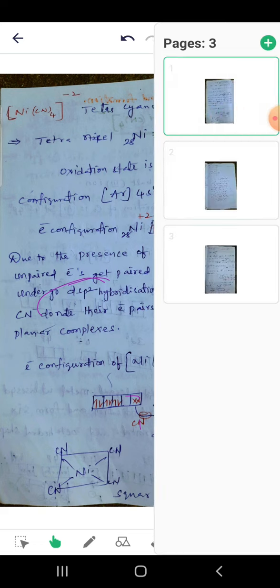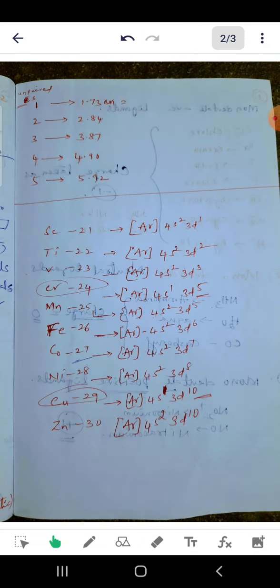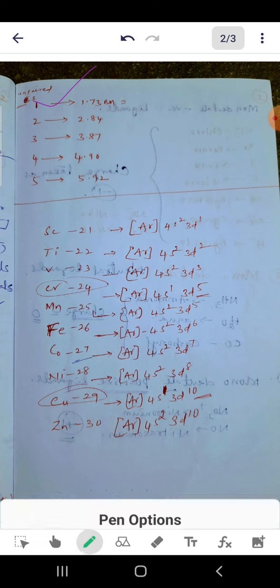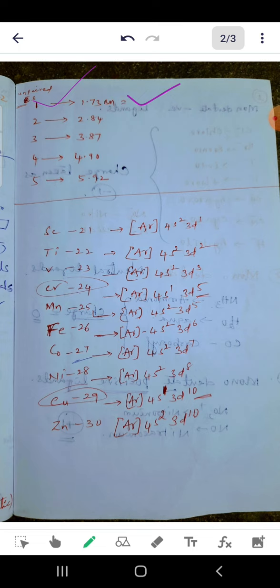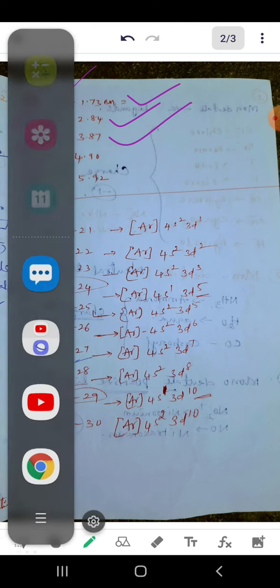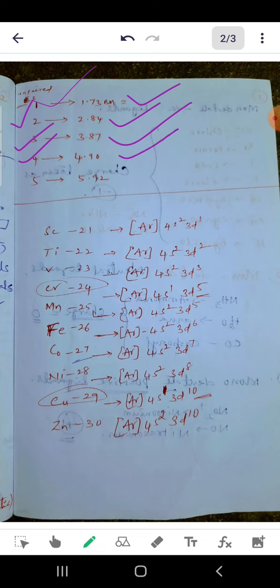Just observe this table. For example, with 1 unpaired electron the magnetic moment is 1.73; with 2 unpaired electrons it is 2.84; 3 means 3.87; 4 means 4.90; 5 means 5.92. With respect to unpaired electrons, you have to remember the magnetic moment also.